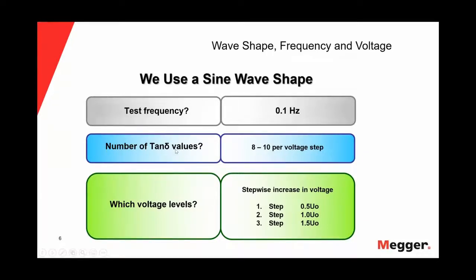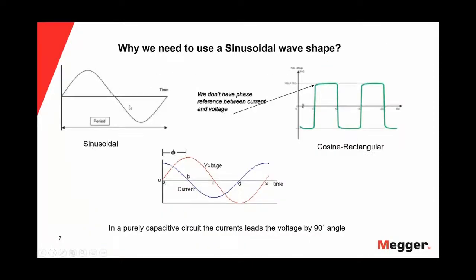The number of tan delta values is 8 to 10 per voltage step. Which voltage levels? A stepwise increase in voltage. If you look here on the bottom right, step 1 is at half U0, step 2 is at operating voltage, and step 3 is at 1.5 U0. Any questions?